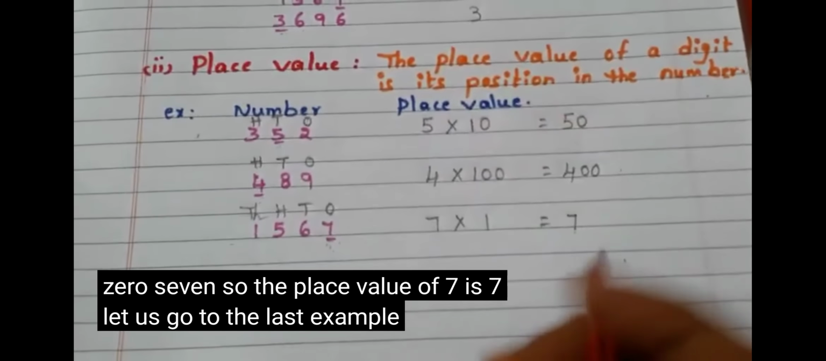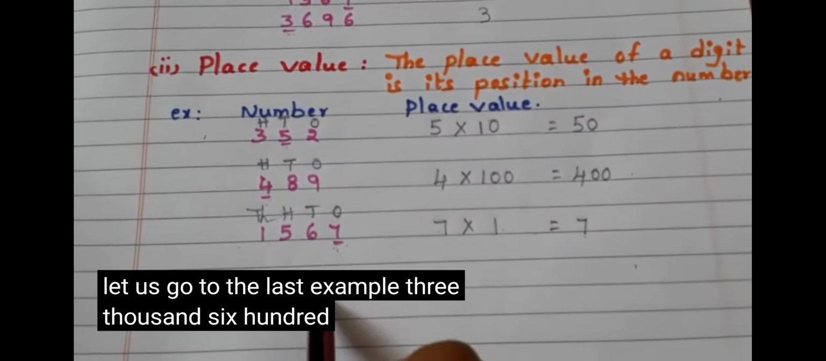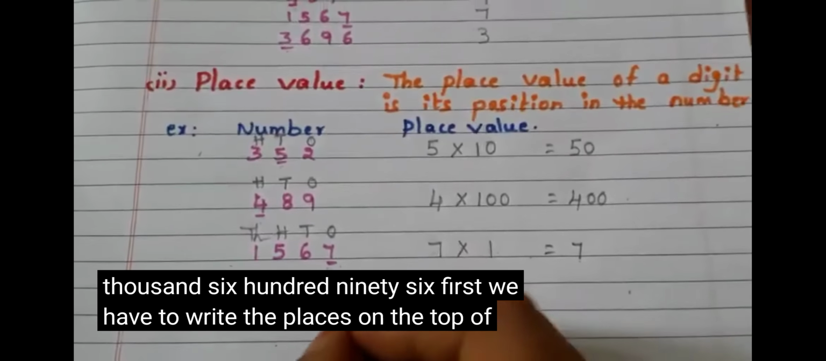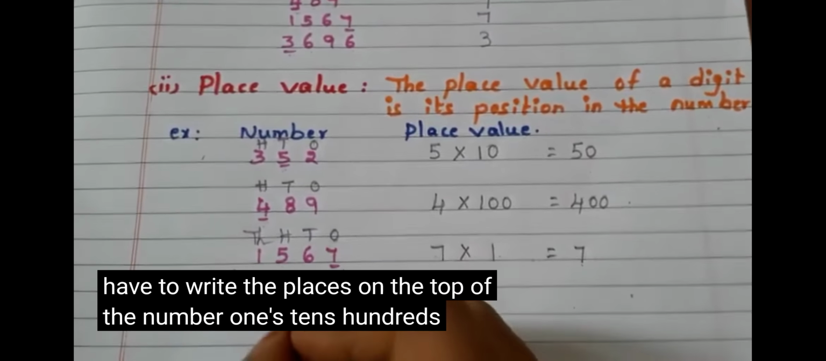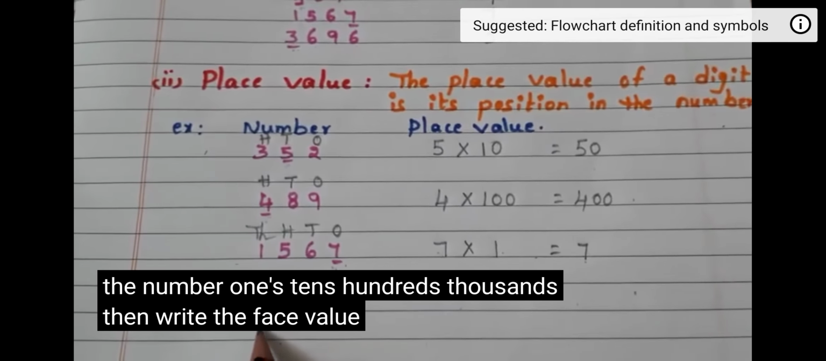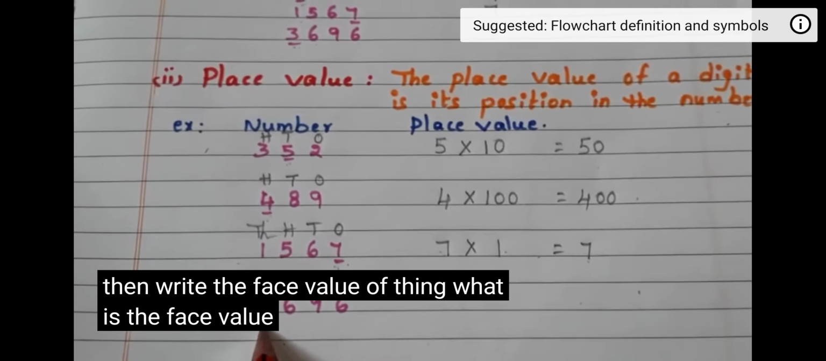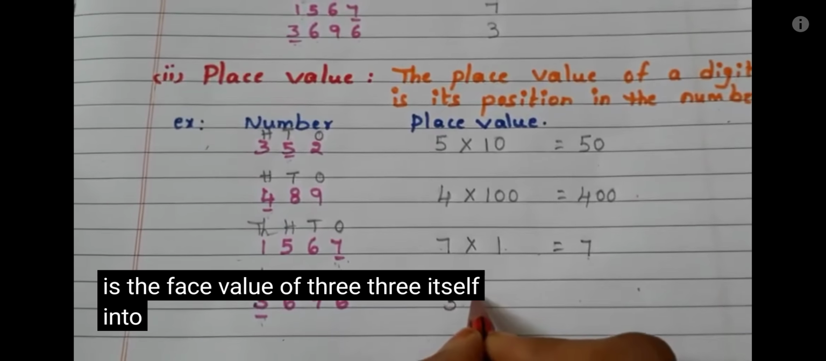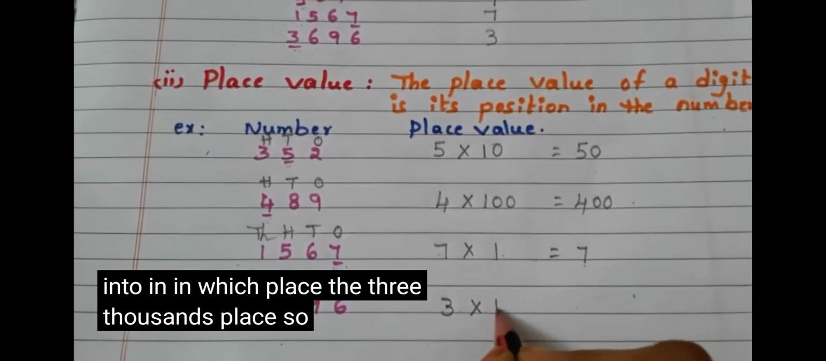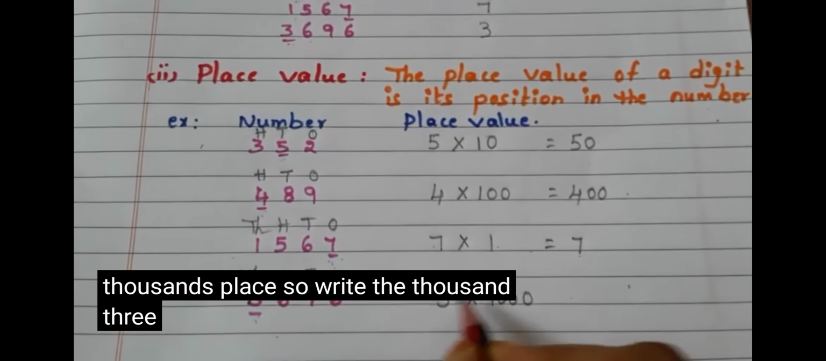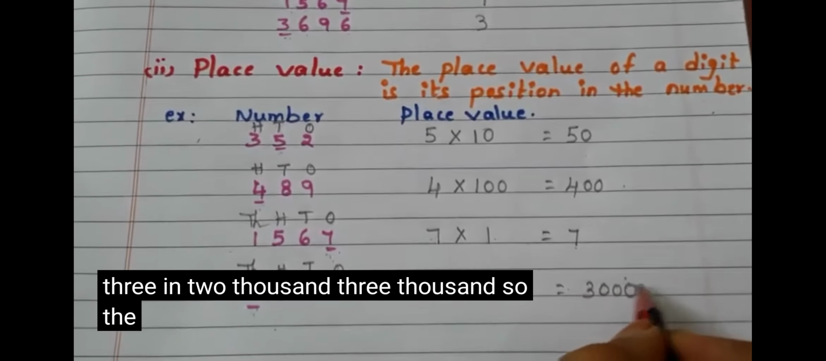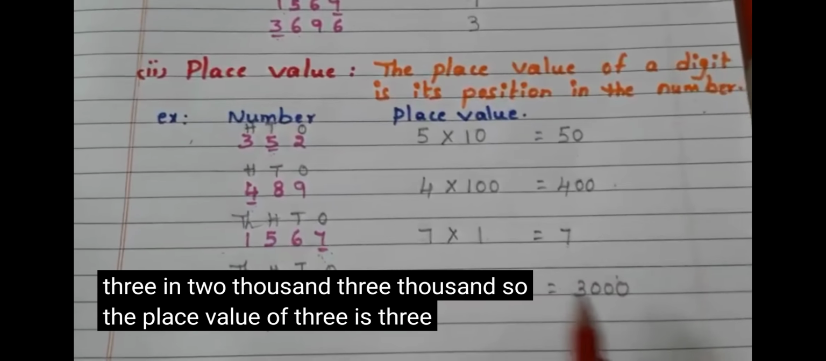Let us go to the last example. 3696. First we have to write the places on the top of the number: ones, tens, hundreds, thousands. Then write the face value of 3. What is the face value of 3? 3 itself. Into, in which place is the 3? Thousands place. So write the 1000. 3 into 1000 is 3000. So the place value of 3 is 3000.